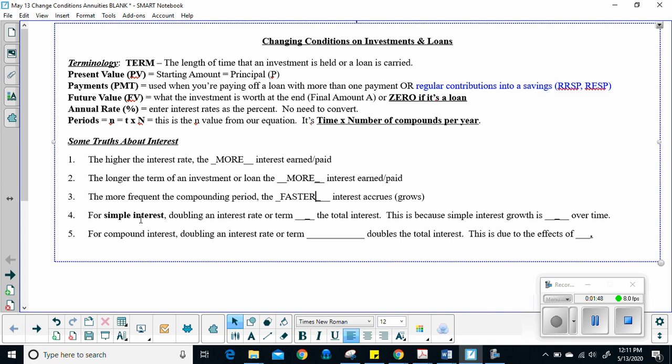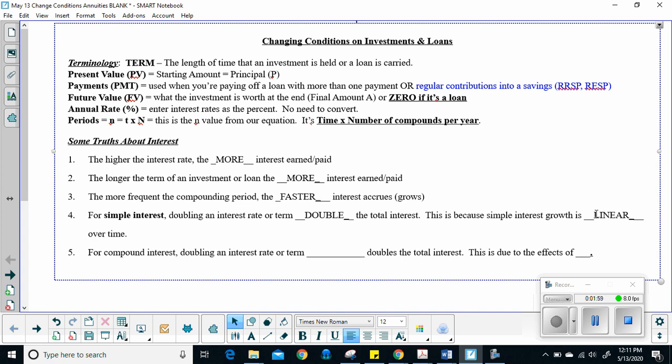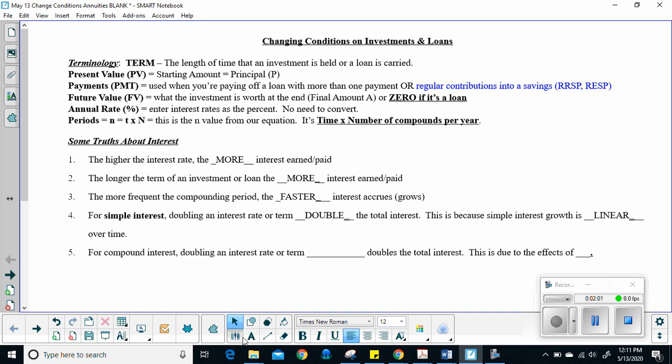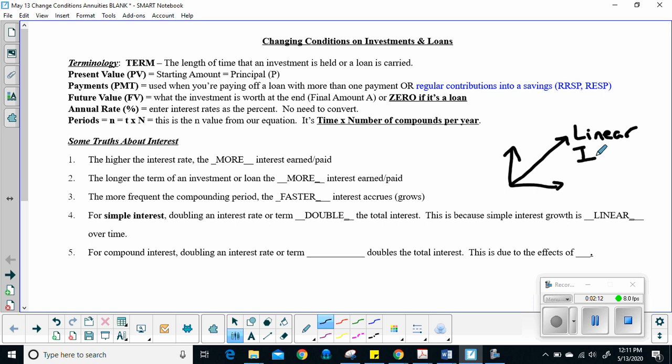Okay. For simple interest, if you double the interest rate or the term, it's going to automatically double the interest. And that's because simple interest is linear over time. So if I were to draw it out, and we saw this yesterday, I showed you guys the spreadsheet, right? So simple interest is a nice straight line. It's linear. It's just I equals PRT. So if I was to double any of these, so let's say I doubled my interest rate, well, the 2 comes out front, and then it's 2PRT, which was my original interest. So we're going to double it.